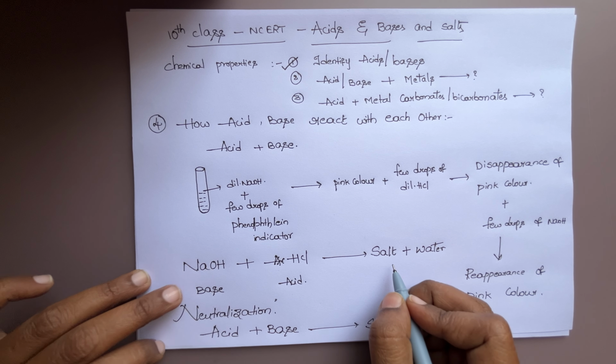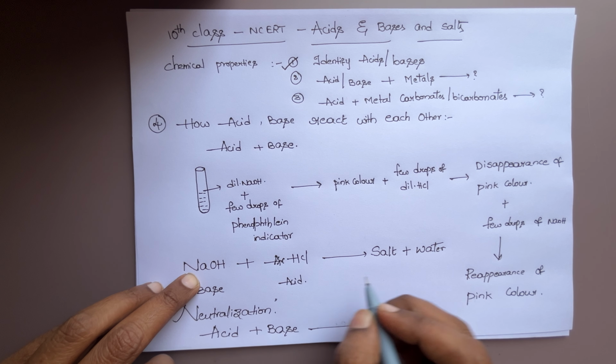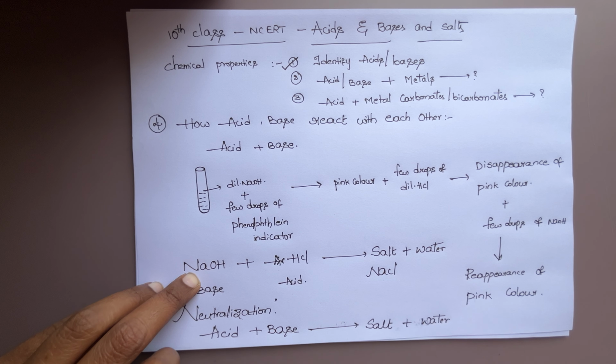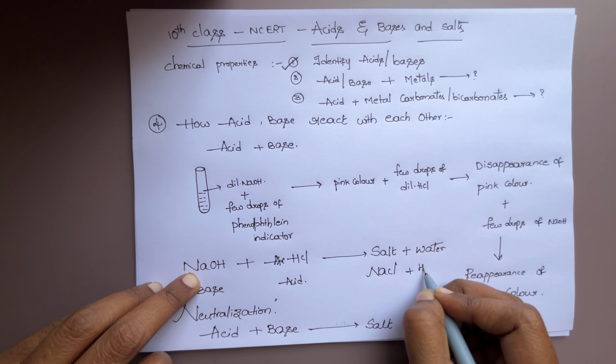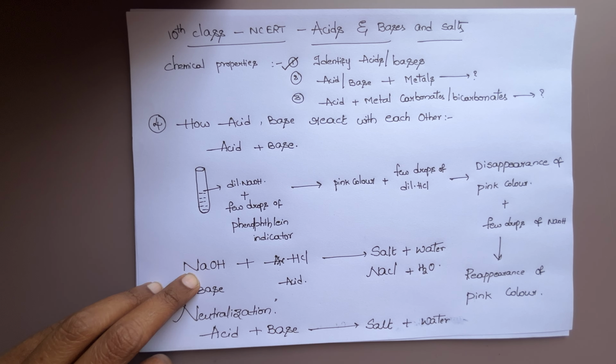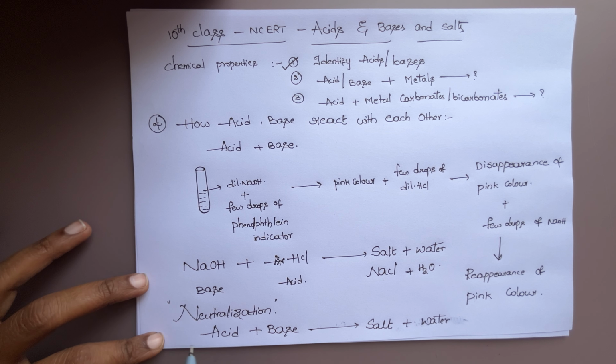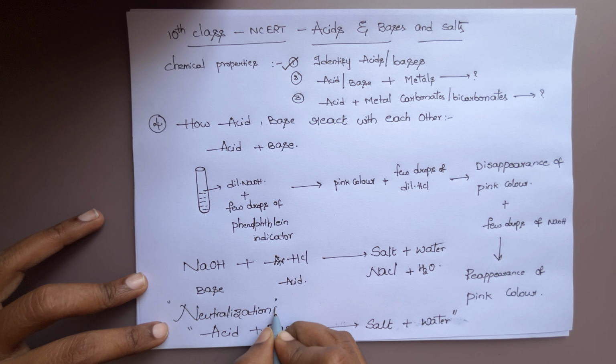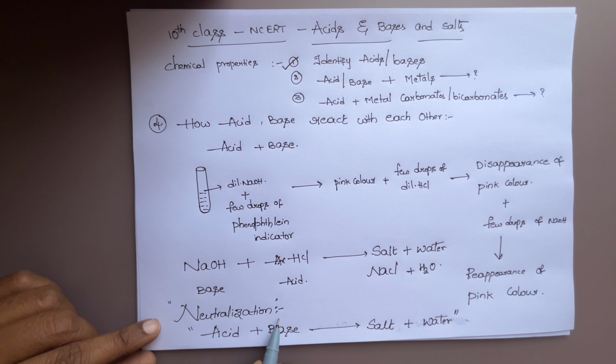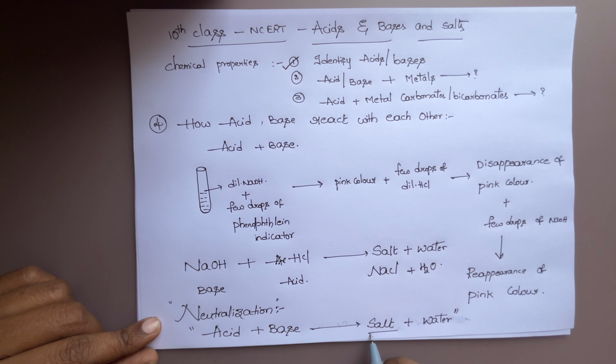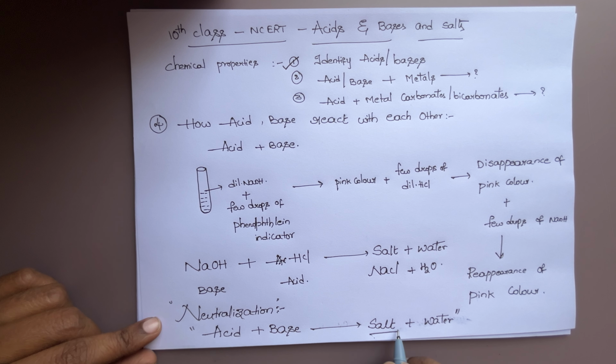Here also, what is that salt? NaOH reacts with HCl. The resultant salt is NaCl and H2O is produced. So this is the reaction. Such type of reaction, where acid reacts with the base to form salt and water, is called a neutralization reaction. When it is neutralized, the salt doesn't have acidic properties or basic properties.